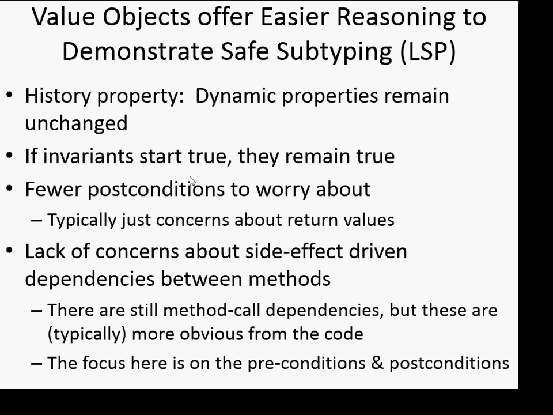And as a result, there's fewer postconditions to worry about. The postconditions involve return values, not changes to the underlying object. We call a method. It doesn't change the underlying object in any visible way. So the postconditions are simpler. They just have to do with what you return.